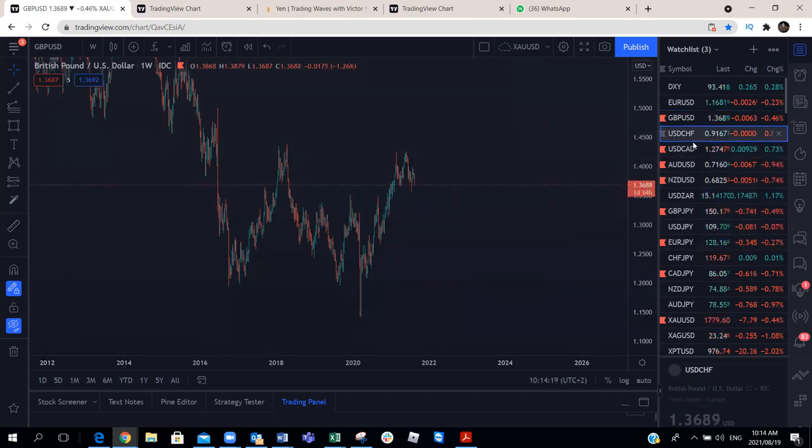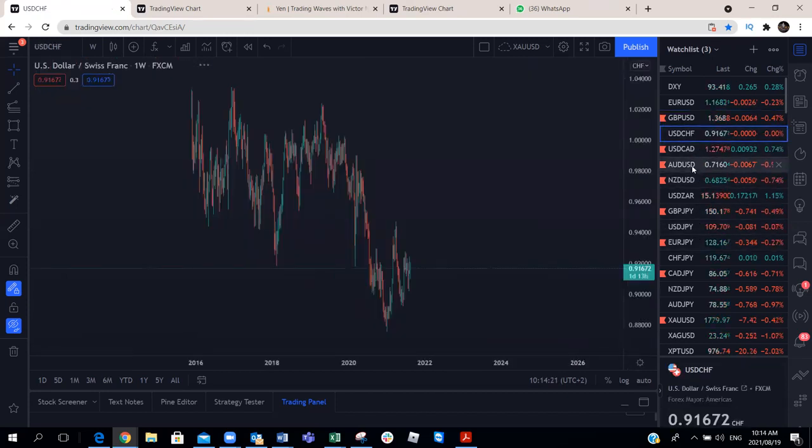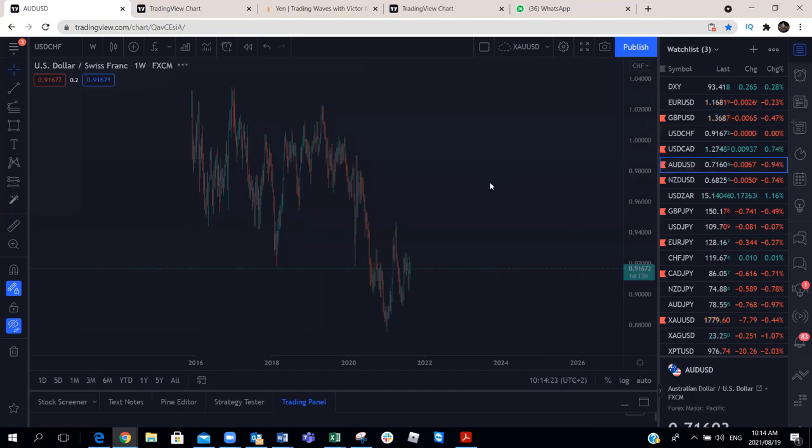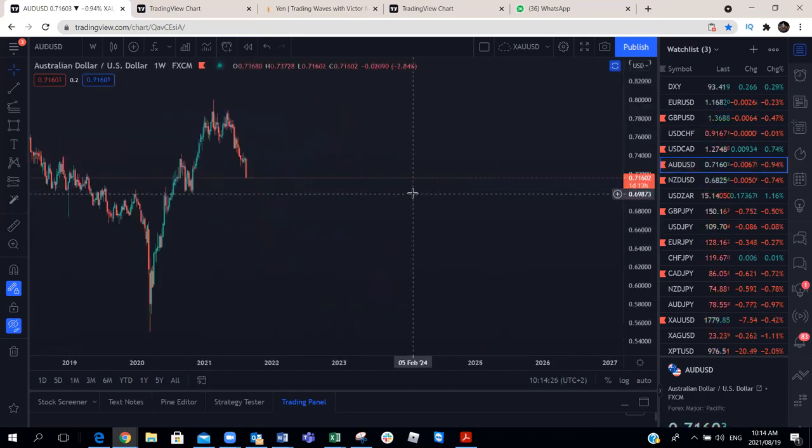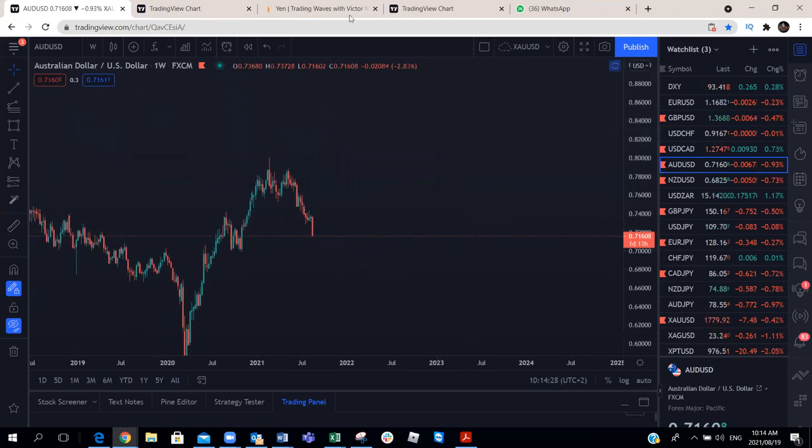Right. US dollar chief, we've just gone through the trade setup on that. Audi US dollar. So Audi US dollar, we are not getting any pullback here. So we're looking for this to give us a three-wave structure here. Let's just take this one off here. 1, 2, 3, and continuation to the upside, just like pound US dollar.